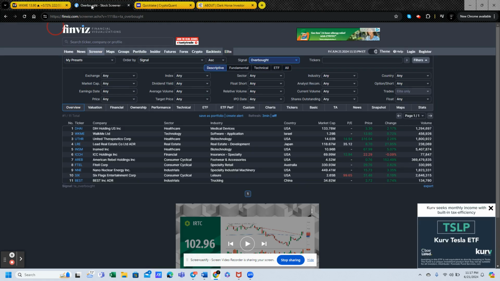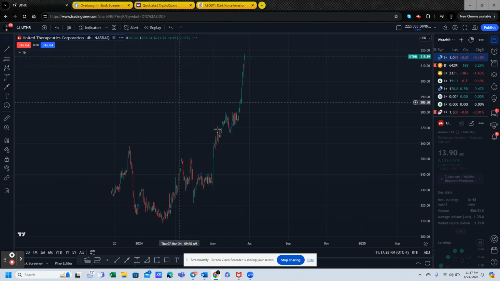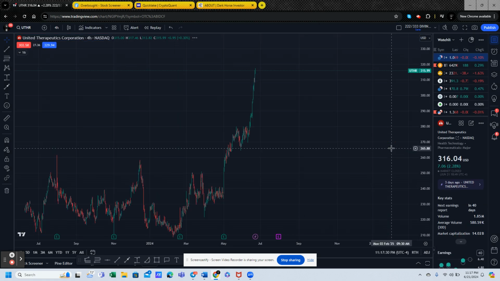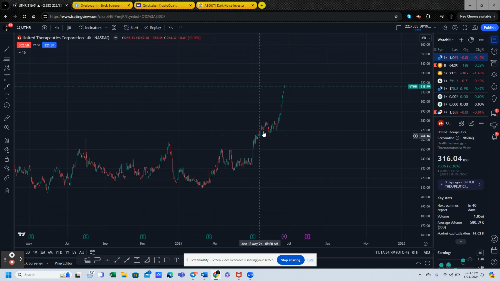All right, UTHR. Same thing, guys. So you're seeing the pattern that's going on. We're in overbought territory, but we also are pushing it. We're going higher and higher and higher. All right, all these liquidity sweeps are just collecting.